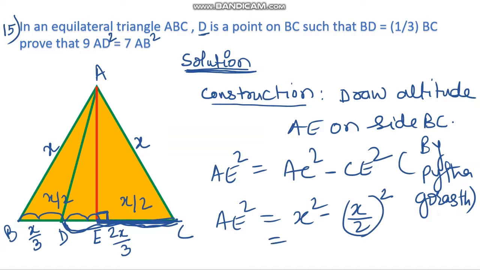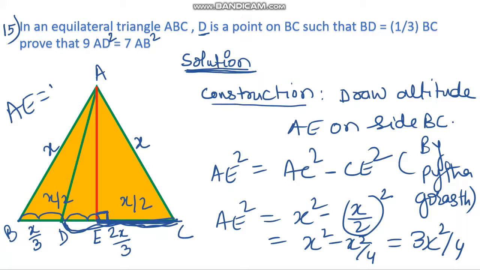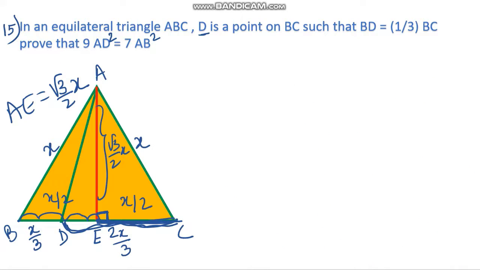So let us see what we are going to get. You will get X square minus X square by 4. So this will be 3X square by 4, isn't it? It will be 3X square by 4. So ultimately your AE will be equal to root 3 by 2 x. Okay, we have got this much as root 3 by 2 x. Now children, see what we have got. Here we have got AE, the height, equal to root 3 by 2 x.